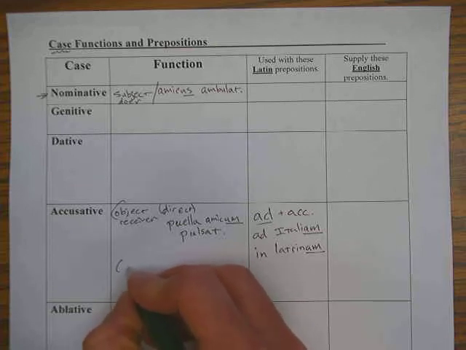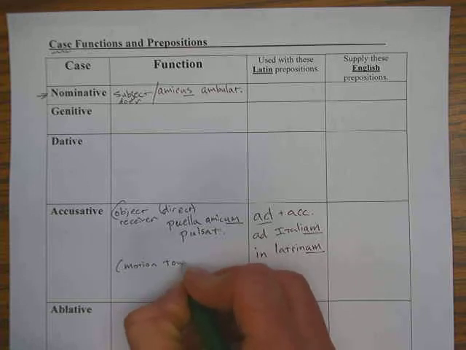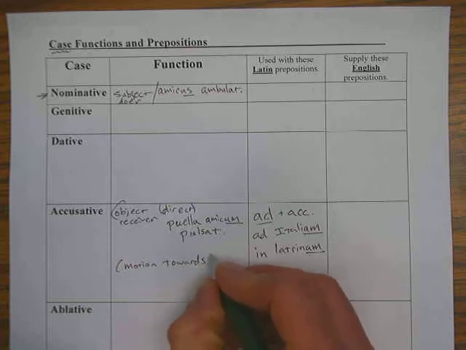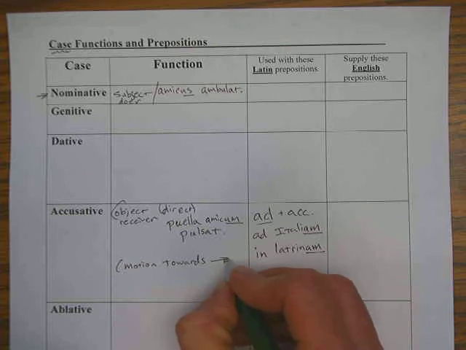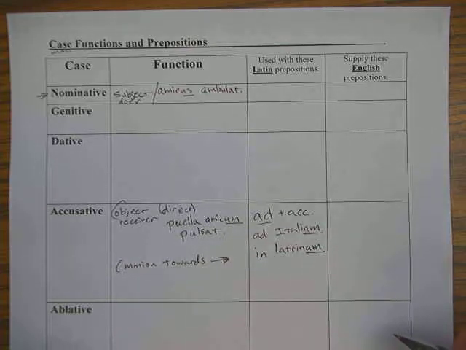So the accusative can be used as an object, or it can be used with ad or in, as motion towards something. Those are the two basic uses for the accusative. We're going to stop there and do some of the other cases in the next episode.